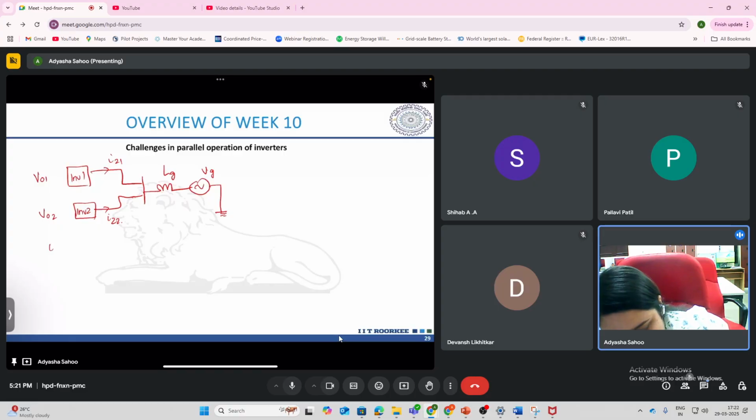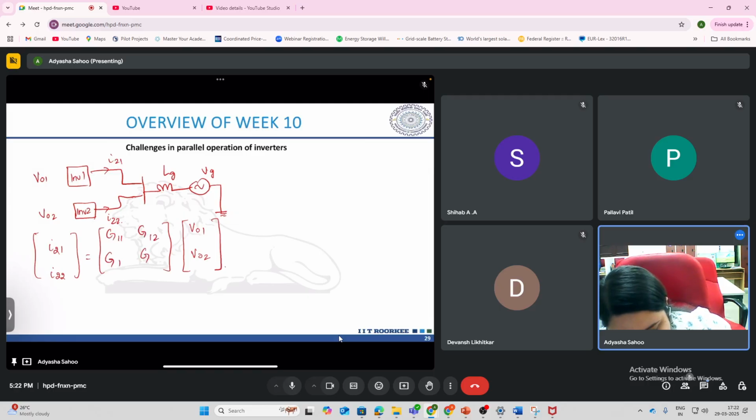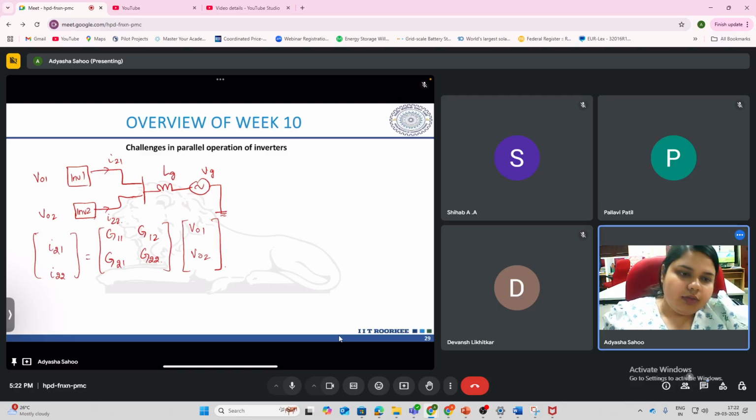So I can write these components I21 and I22 as a function of the voltage at the inverters V01 and V02. And these parts can be calculated using the superposition principle. The superposition theorem says that when you have multiple sources in the circuit, you can activate them one at a time and then add the effects of each source.